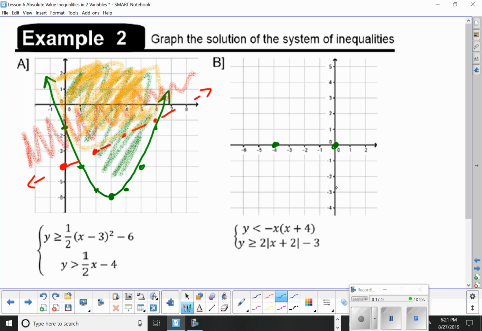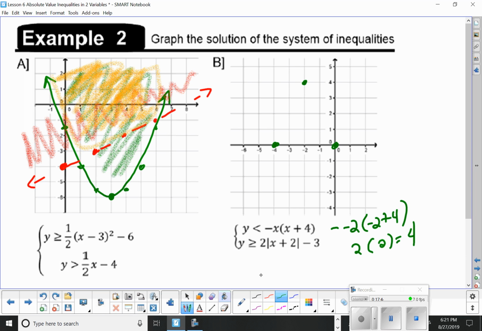So I do know, however, that it's halfway between these two, which means it's at -2. So if I put -2 in, I get -2 times -2 plus 4. This is going to be 2 times 2, which is equal to 4. So I come here, and at 2, I come all the way up here and find my vertex.